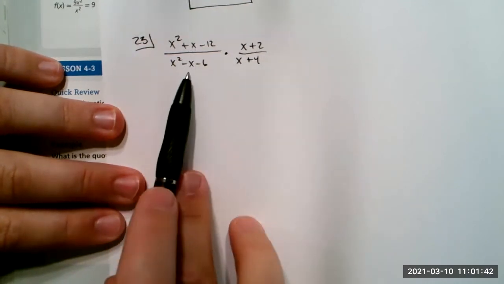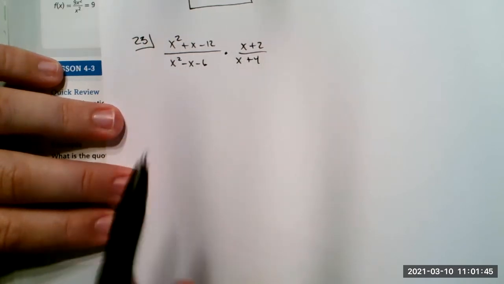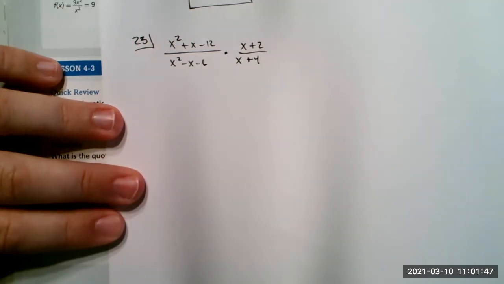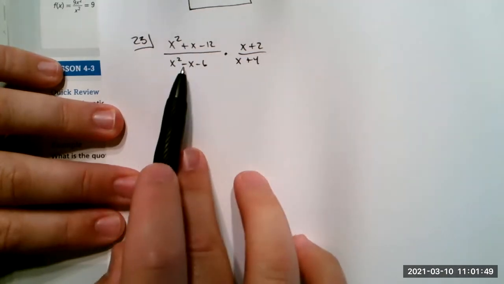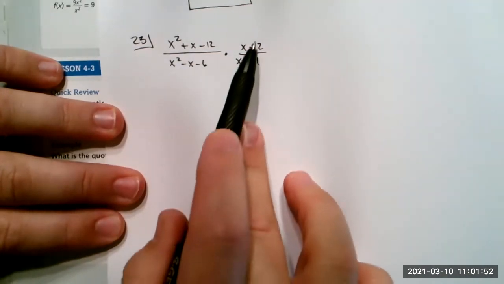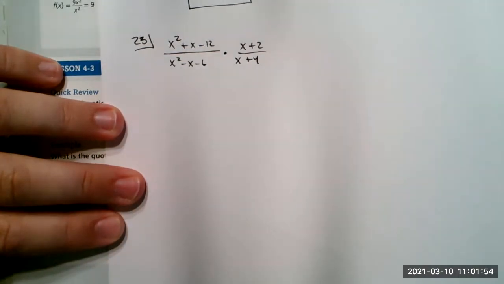I'm not seeing either one of those things. There's no GCFs and everything's in standard form, so I'm good to go. Now I'm just ready to factor. So there's a quadratic there, there's a quadratic there. Those are just binomials. They're good to go, so I'll just copy those down when it comes to it.